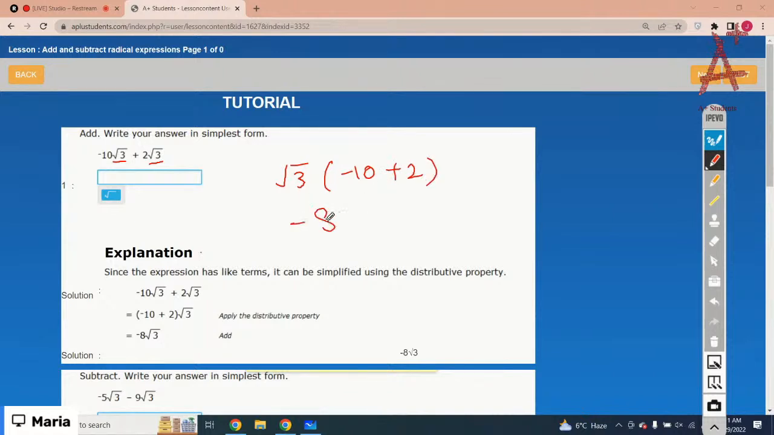That would be negative 8 square root 3. Got it? Whenever you have the same square root value, just take the square root value common, and calculate the expression, evaluate the expression. Got it?